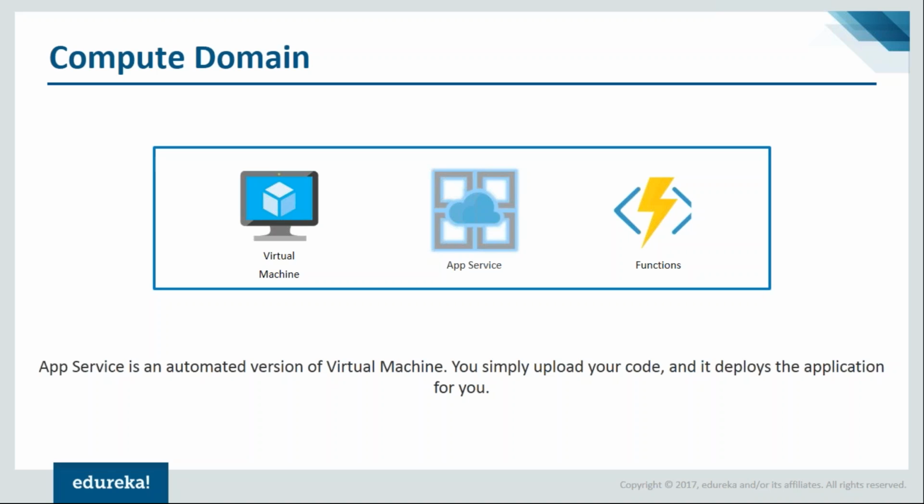Like I said, app service is basically used to deploy an application, all right? You cannot do anything else with it. You cannot use it to process a customized workload or something like that. You can just use it to deploy an application, and that is why it is called an app service, right?